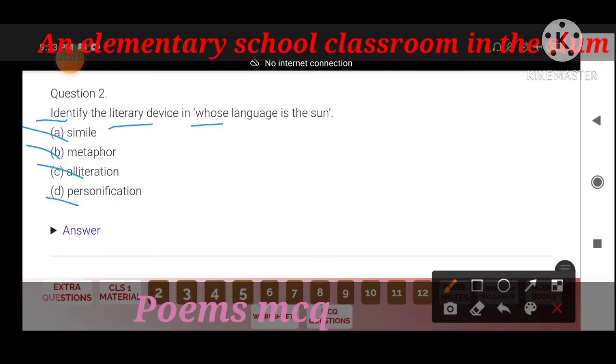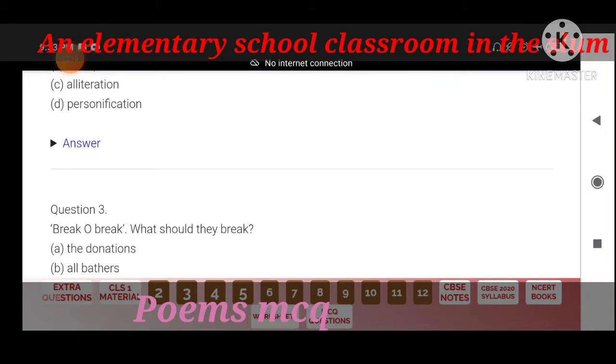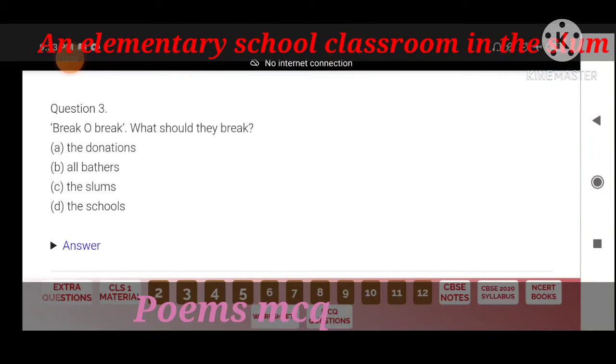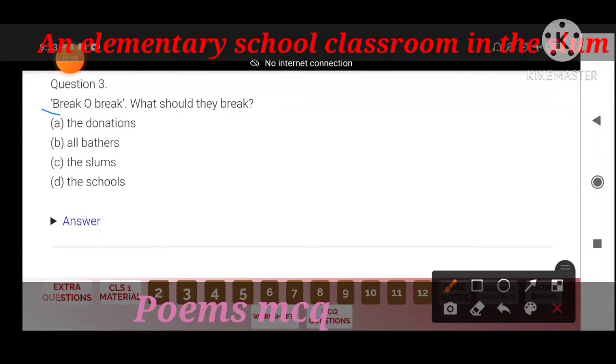So the answer is metaphor. Metaphor is an indirect comparison, without using like or as. Break, oh break, what should they break? The donation, all barriers, the slums, the schools. So the answer is all barriers, that is, all the barriers they should break.